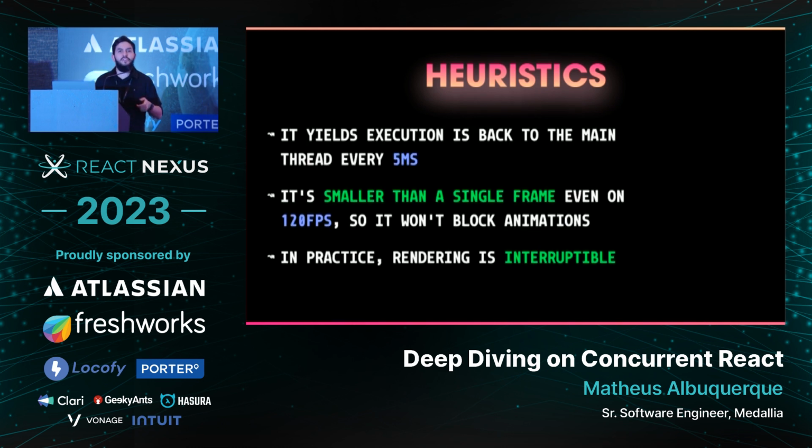And the heuristic it uses is that it yields execution back to the main thread every 5 milliseconds. And it's not a magic number. Actually, it happens because it's smaller than a single frame, even if you're talking about 120 FPS devices. So that's what makes rendering, in practice, feel interruptible.